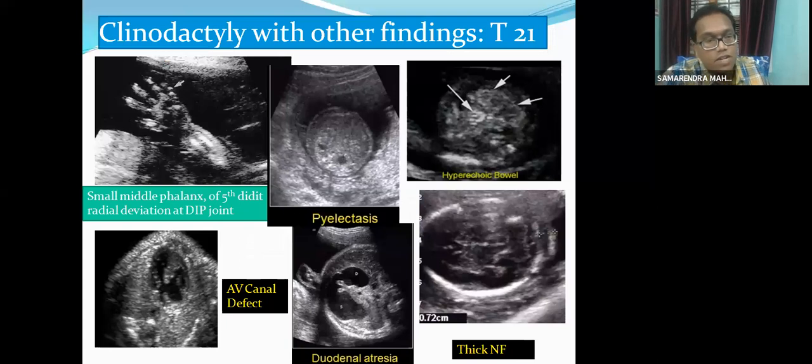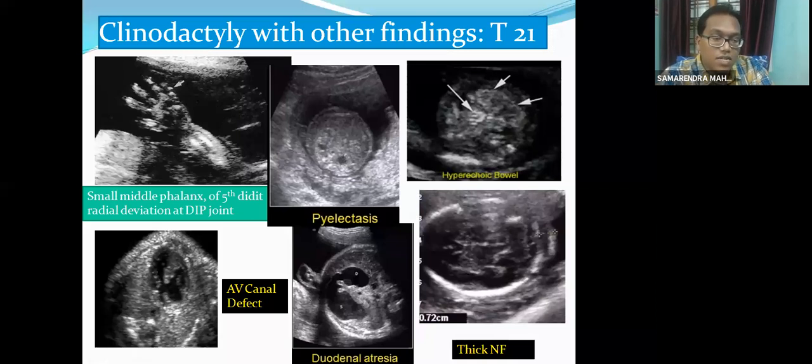So this is a case of clinodactyly. The upper left image shows the small finger with a hypoplastic middle phalanx, causing deviation of the little finger towards the thumb. And on further examination, the baby has hyperechoic bowel, and the renal area shows pyelectasis, that means dilatation of the renal pelvis.